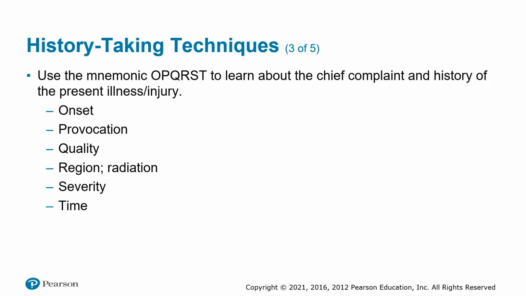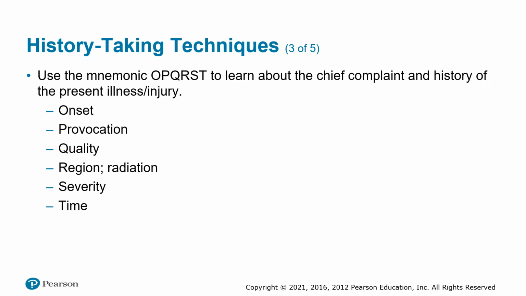OPQRST. This is to learn about the chief complaint and the history of the present illness and injury. Typically, this only really works for pain and difficulty breathing. So: onset, provocation, quality, region, radiation, severity, and time.